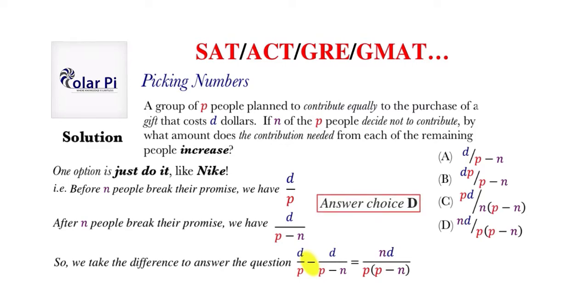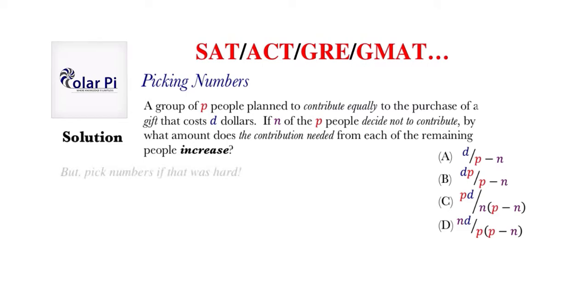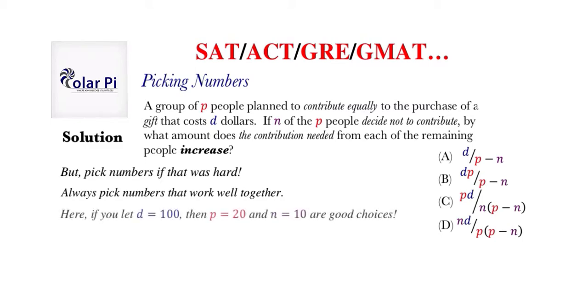But again, the whole point is demonstrating this second very useful strategy when you're stuck on a question. The second strategy, again, is called picking numbers. So let's do picking numbers, if you found it confusing to do the first approach that I just showed you. So what do you do? Well, you pick numbers for the variables, and always pick numbers that work well together. So here, D equals 100, a dollar amount of 100 for the gift price, and P equals 20 for the 20 people, and N equals 10. You could pick N equals 5, it'd still work well, but these are very good choices for the variables, right?